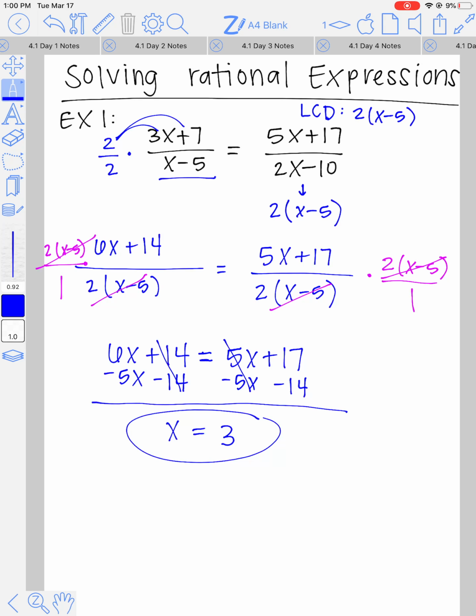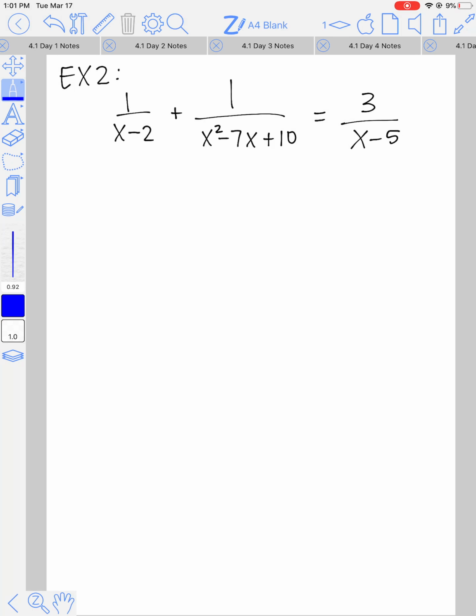Okay, so not too complicated. We're just solving for x, and we have to find the least common denominator to do so. But once we find that, everything else is pretty simple. We're just solving for x. Okay, so that's the first example. Let's go on to the second example.